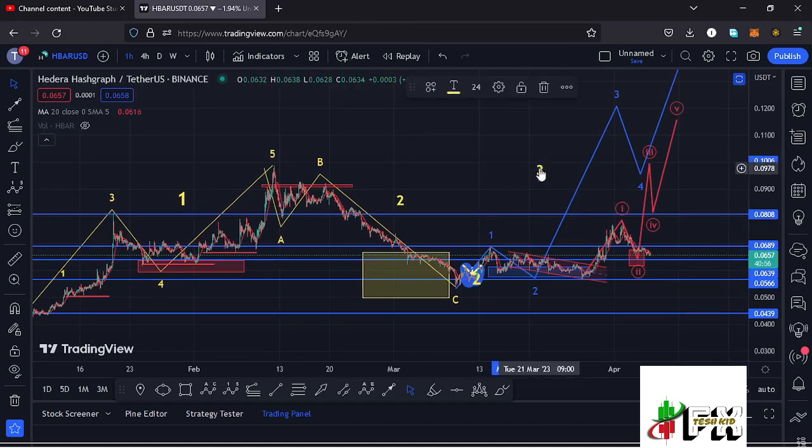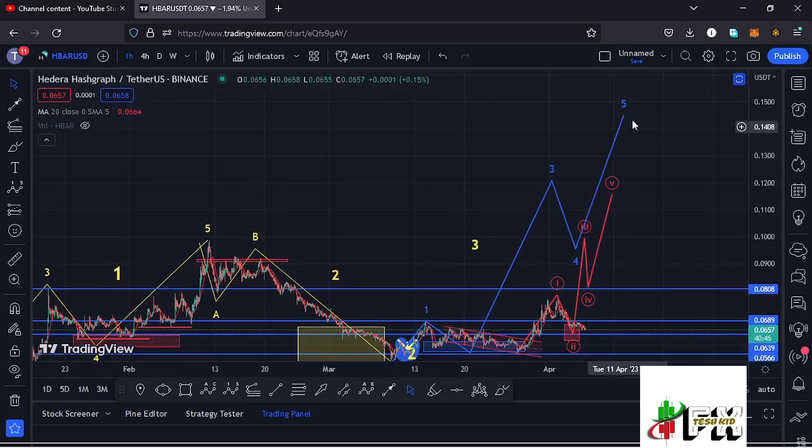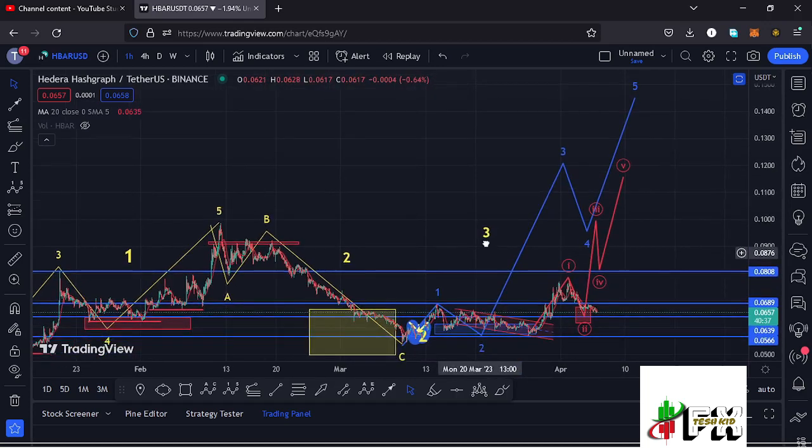And in the formation of this wave 3, which is an impulsive wave, I also expected to see another micro Elliott wave count within the formation of the wave 3, having the wave 5 fully maximizing our target areas and also giving us the high for this larger Elliott wave count 3. And that is what I'm expecting here on the long-term scenarios.